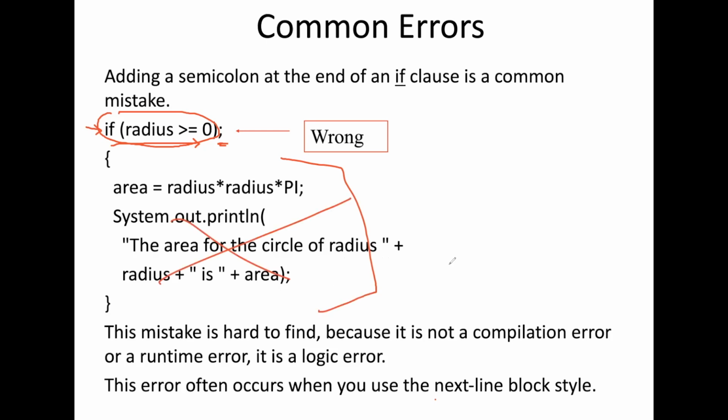This type of mistake, unfortunately, is not a compilation error. It is also not a runtime error. Syntactically, having a semicolon at the end of a conditional statement is valid. It is simply a logical error. If your intention is to do 1 plus 1, instead you write 1 plus 2. This type of statement, just like this, is not a compilation error. It is also not a runtime error, but a logical error.